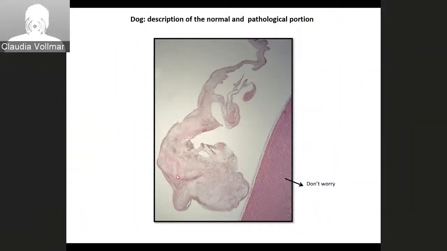There seems to be a loss of this layering. This spongiosa part seems to be thickened. Yeah. So this would fit a degenerative mitral valve disease or also tricuspid.